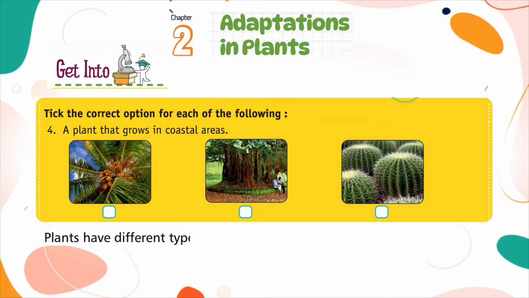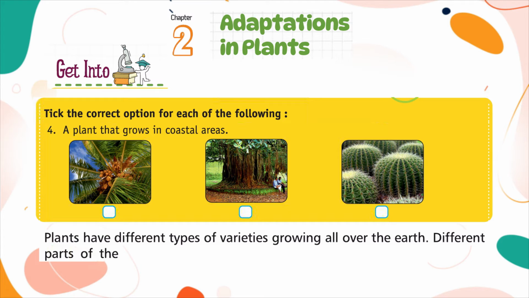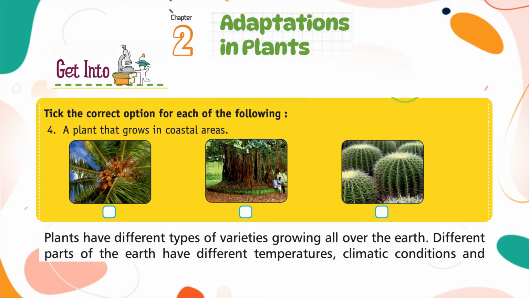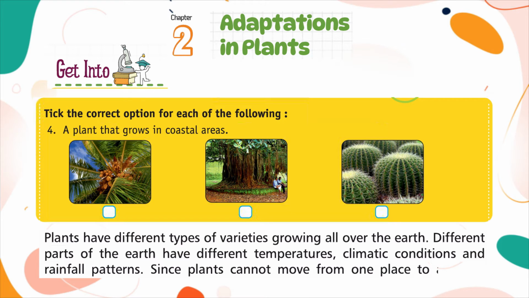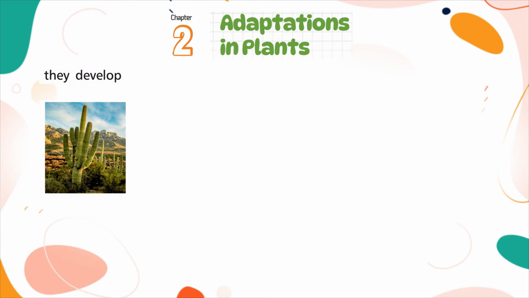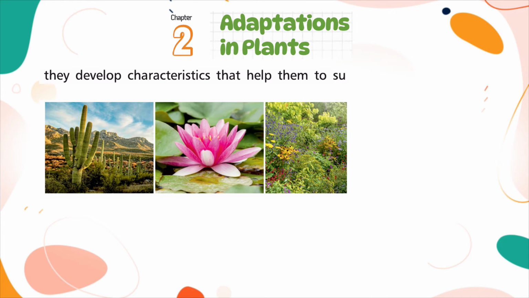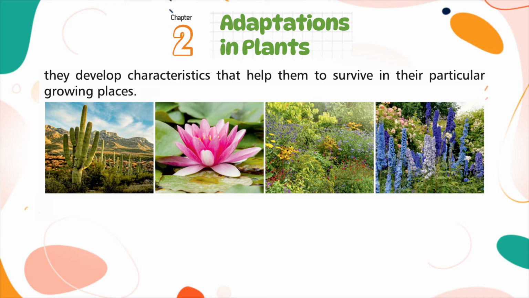Plants have different types of varieties growing all over the earth. Different parts of the earth have different temperatures, climatic conditions, and rainfall patterns. Since plants cannot move from one place to another, they develop characteristics that help them to survive in their particular growing places. Habitats and adaptations of plants.